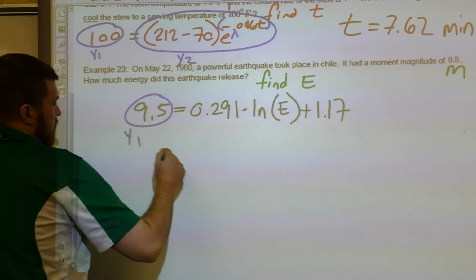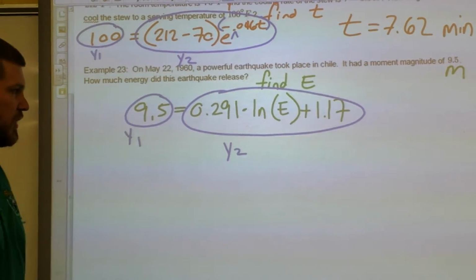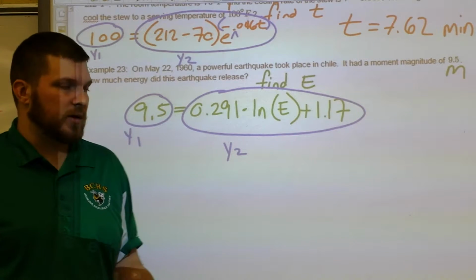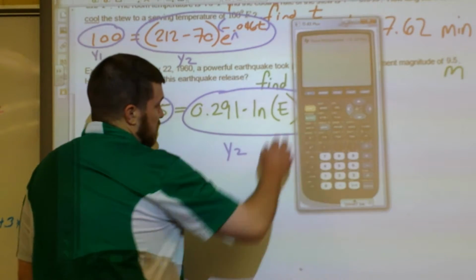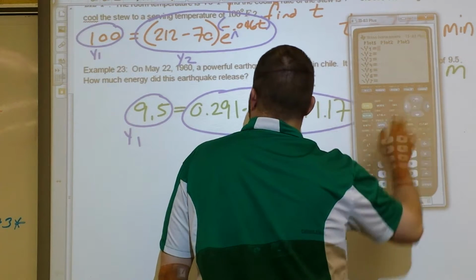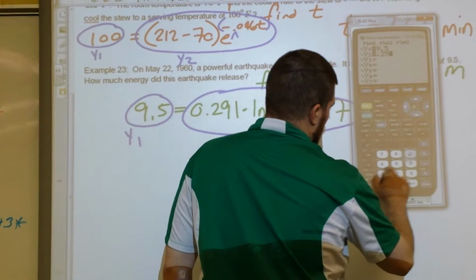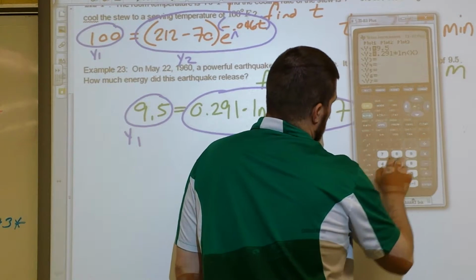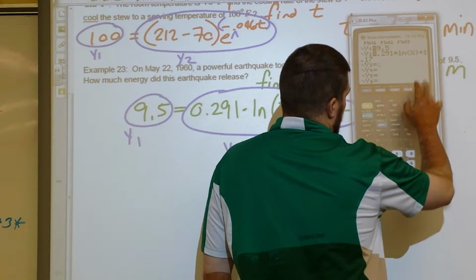Left side's always y1, right side's always y2. We're just going to type it in exactly as it looks. Instead of E, I'm going to replace that with an X, because remember, your calculator only likes X's and Y's. That's the only modification you need to make. So I'm going to go to y equals and clear out anything else. For y1 I have 9.5, and for y2 I have 0.291 times the natural log of x, pretending x represents our energy, plus 1.17. We want to graph that.